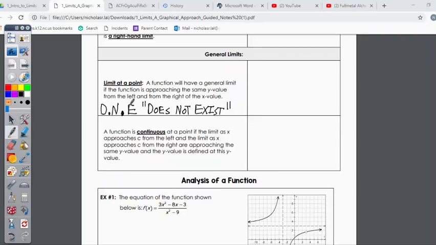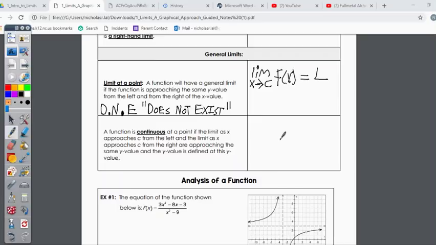All right. So now that I have the nomenclature down, the limit at a point means you're approaching it from the left and the right. And you express this in notation as the limit as x approaches c of f of x is equal to L.